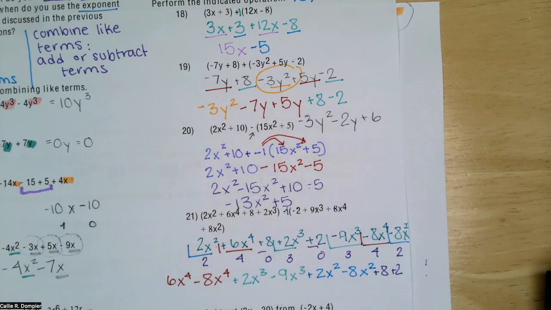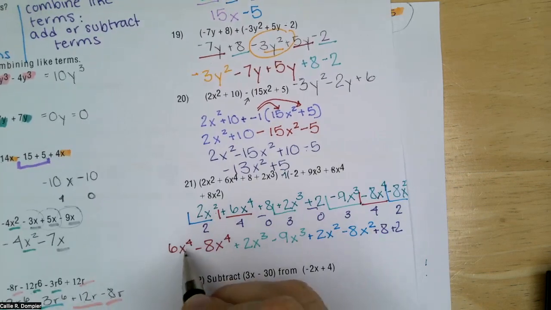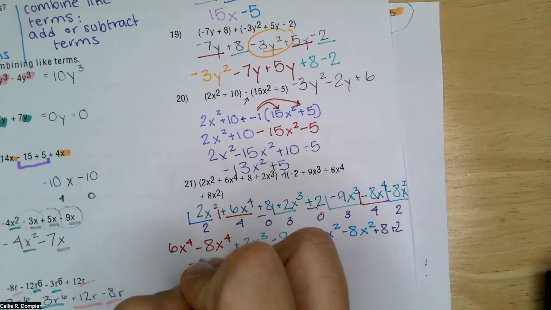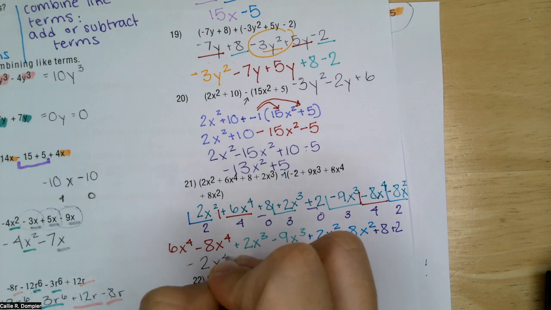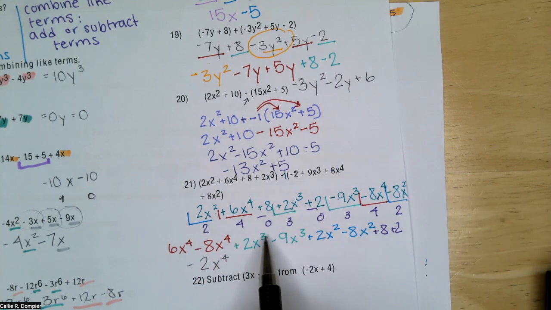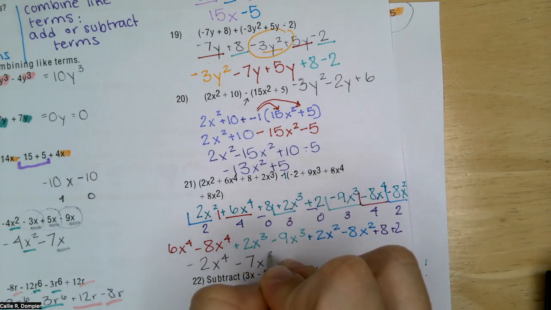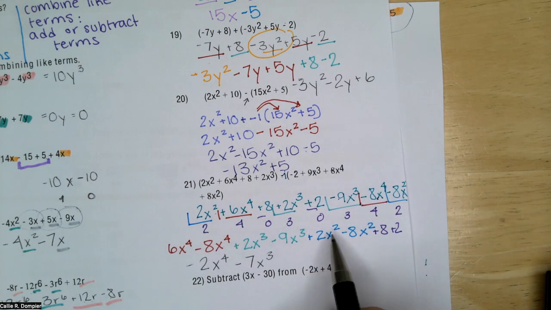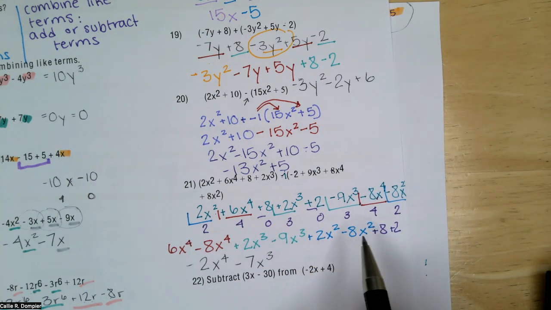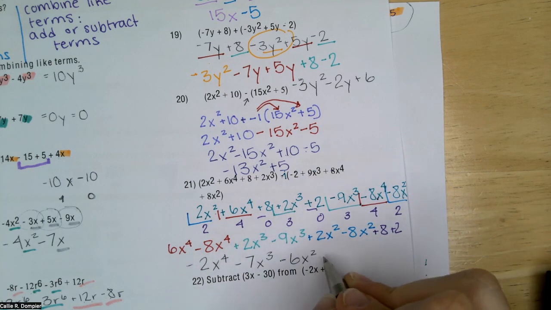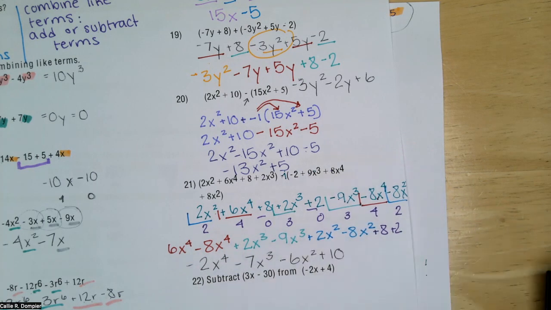Good. Okay. So 6x to the fourth minus 8x to the fourth. 6 minus 8 is a negative 2x to the fourth. Positive 2x to the third minus 9x to the third. 2 minus 9 is a negative 7. 2x squared minus 8x squared. 2 minus 8 is a negative 6x squared. And then 8 and 2 is 10.